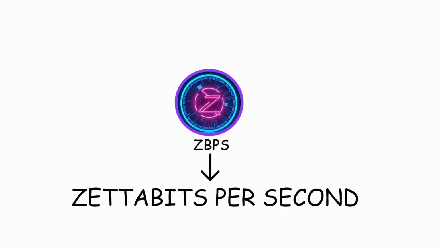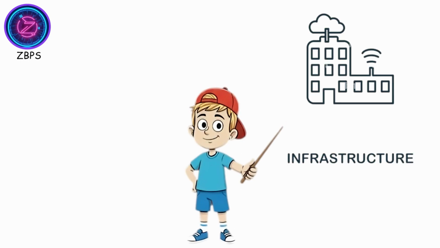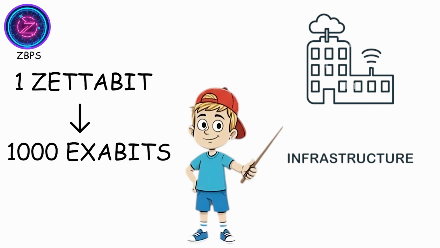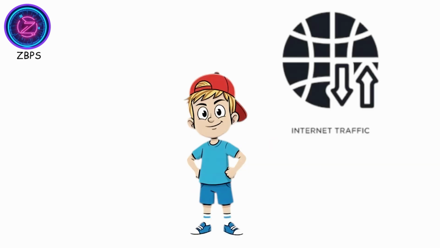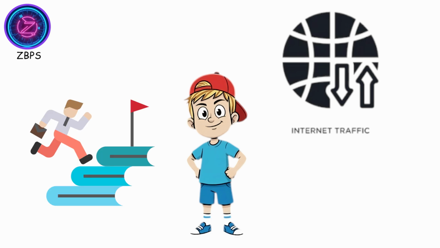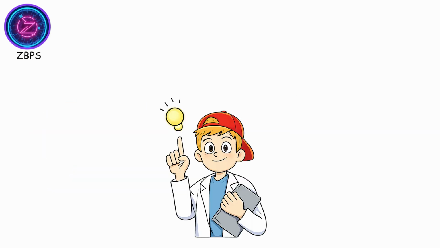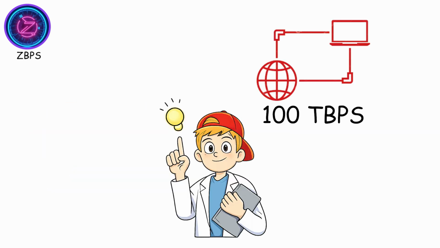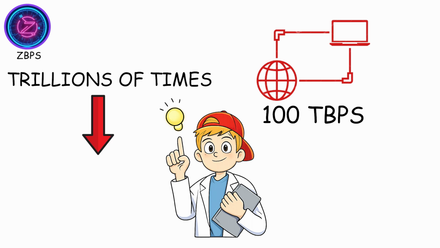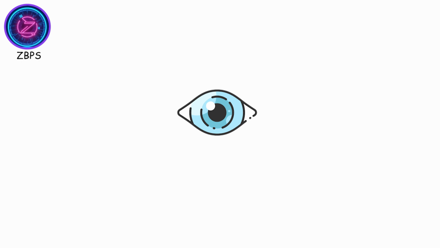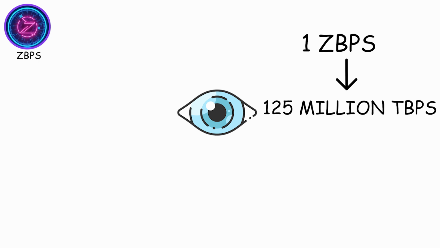Zettabytes per second, abbreviated ZBPS, ventures beyond any existing infrastructure. 1 zettabyte equals 1000 exabits, or 1 sextillion bits per second. Not even the combined global internet traffic approaches this level. Current estimates suggest the entire internet transfers just a few hundred terabits per second, which falls trillions of times short of 1 zettabyte. For perspective, 1 zettabyte per second equals 125 million terabytes per second.